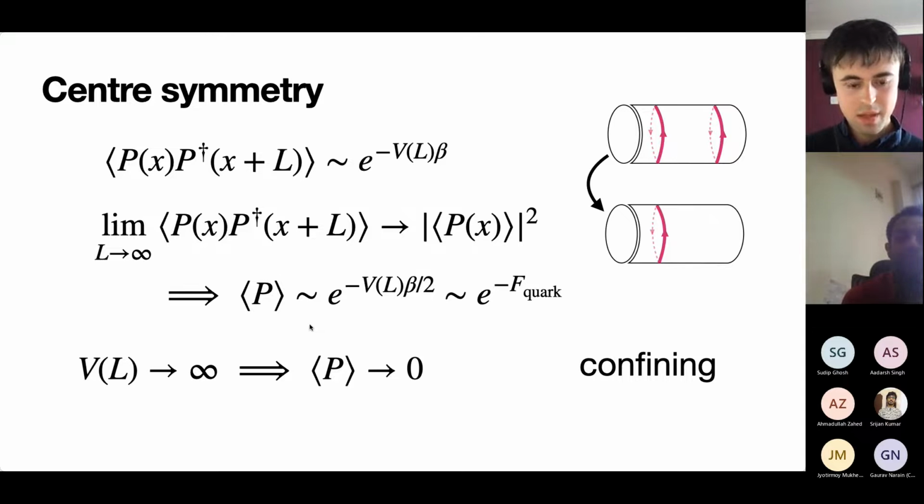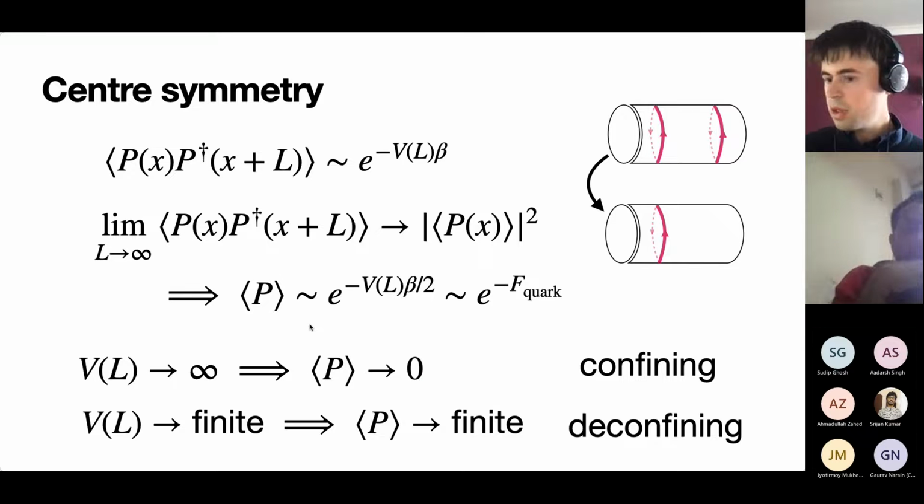In which case, we would get a value for the expectation value of this Polyakov loop of 0. In contrast, in a deconfining theory, we would expect the potential and the free energy cost to be finite, and so the expectation value of P would be finite. Therefore, it looks like taking a single Polyakov loop is an order parameter for confinement.